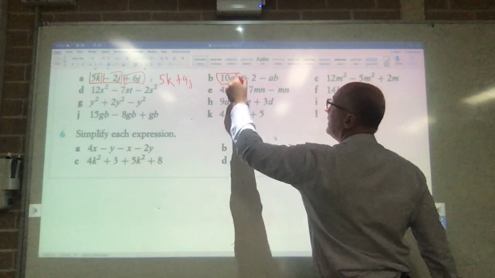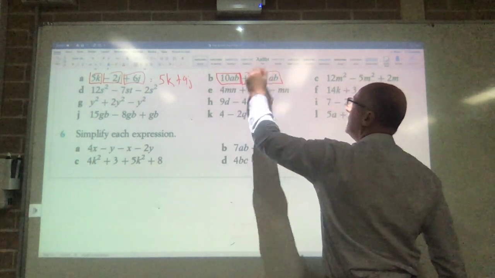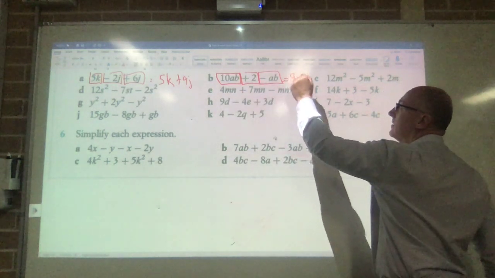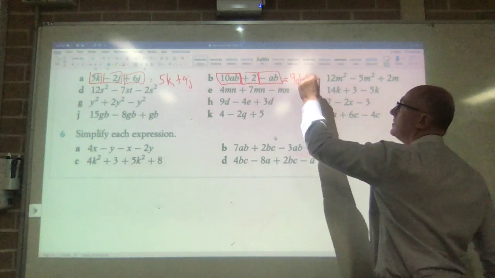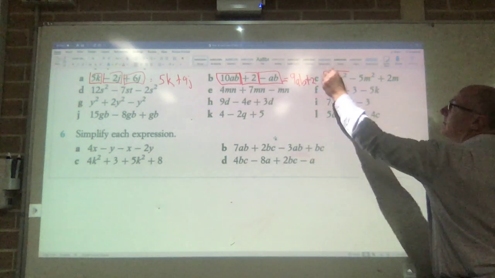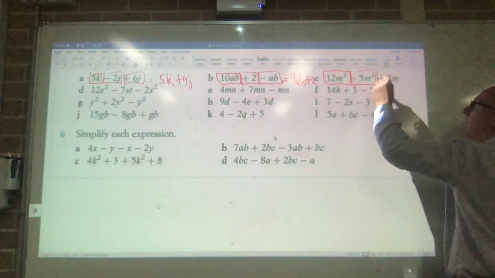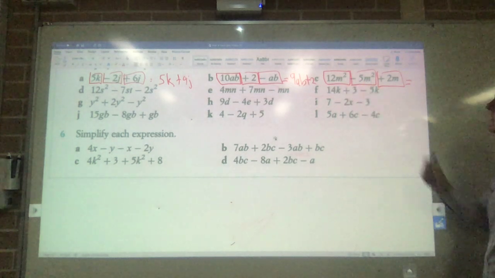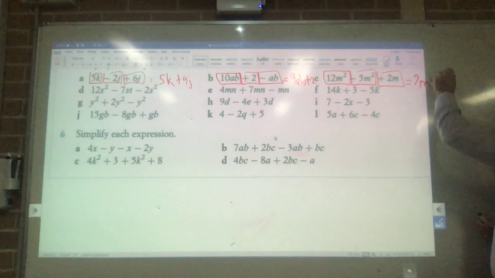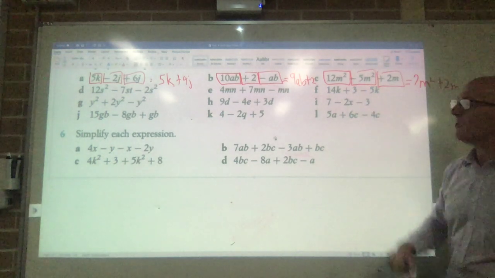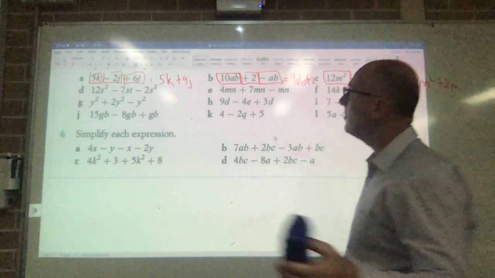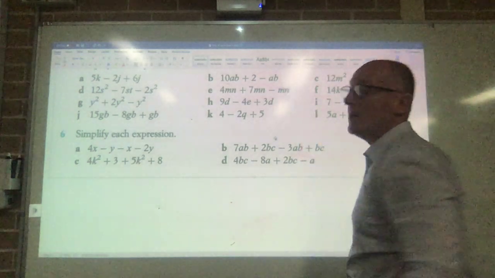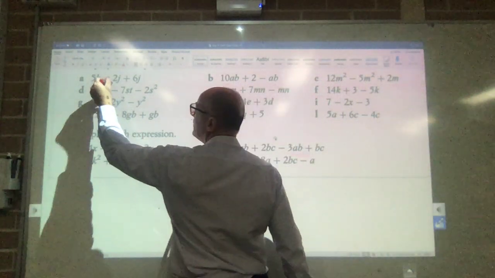Here, I could put boxes around there if I like. Can be useful. 10ab, take away 1ab is 9ab plus 2. Again, in question C, put a box, put a box, put a box. I can say that 12m squared, take away 5m squared is 7m squared plus 2m. So you can put boxes around each term just to make the pluses and minuses a bit clearer, just to see where they belong. All right, so if I go on to question D, I can put boxes around here.